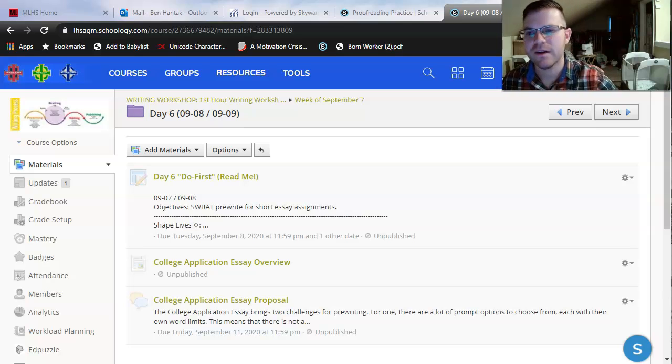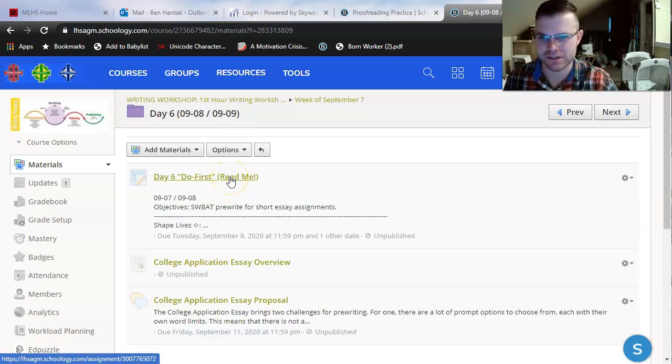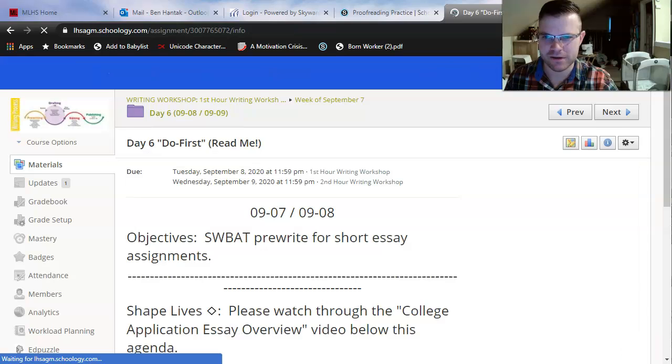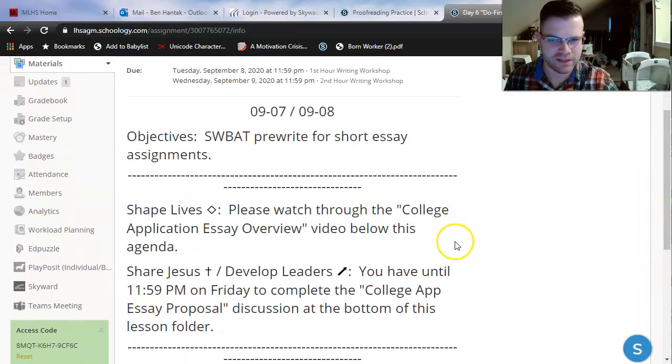Amen. Day 6, do first. And you'll notice this one is not a journal entry. I have a different Schoology discussion for you to start writing today, so I didn't want to give you two in the same day and overburden you that way. So for this one, you just have to read through our agenda. Let's look at it. Just like our last lesson.